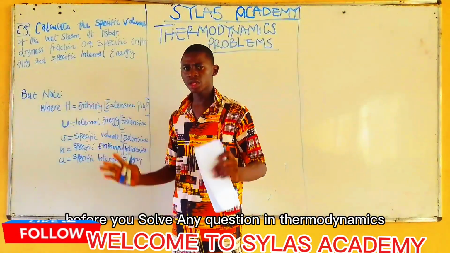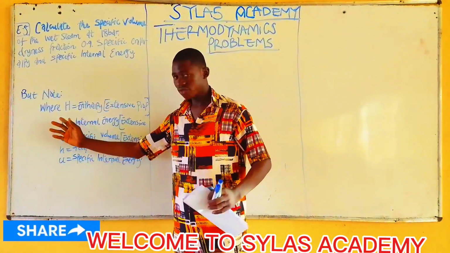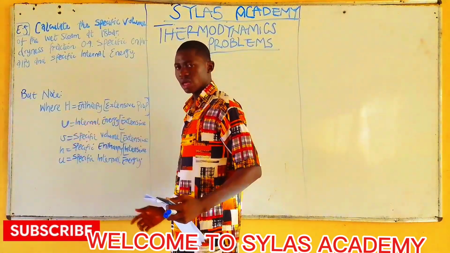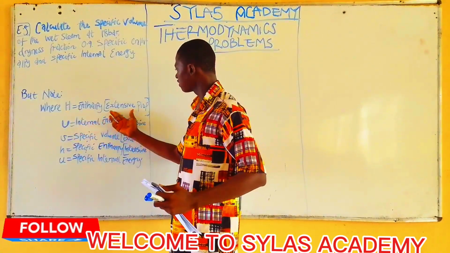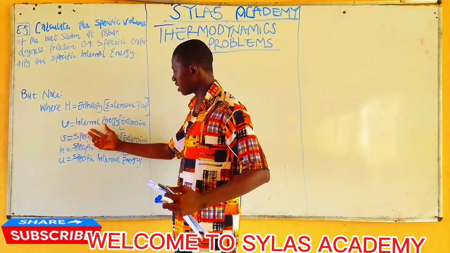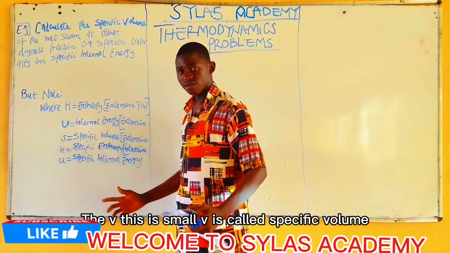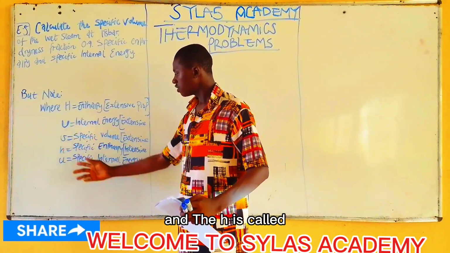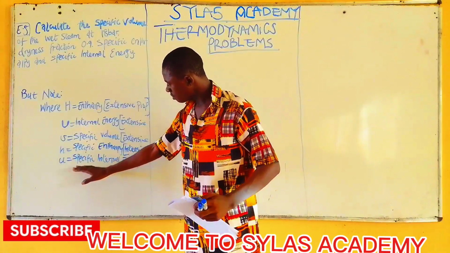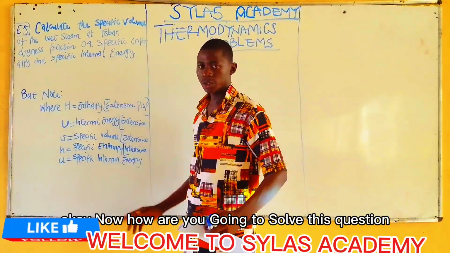Before you solve any question in thermodynamics, please note these things. Are you following now? Capital H is the enthalpy, which is an extensive property. Capital U is the internal energy. Small v is the specific volume. Small h is the specific enthalpy. And small u is the specific internal energy. Okay, now how are you going to solve this question?